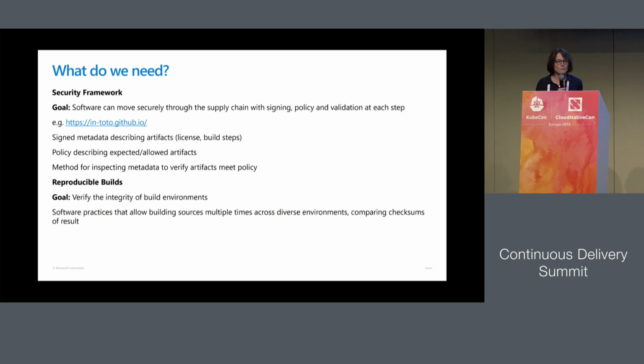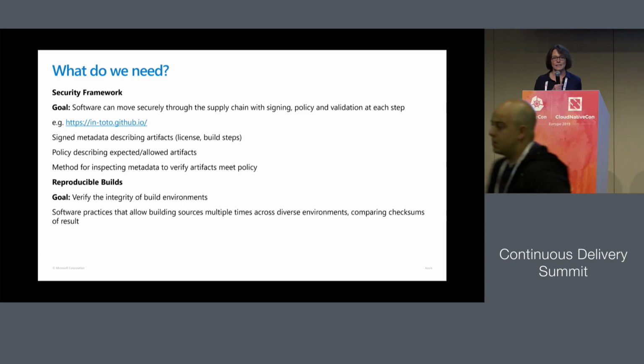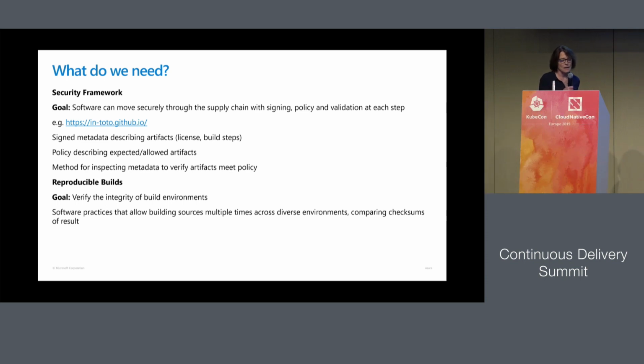So what do we need? We need some sort of security framework, and I know that there are some teams and groups working on this, and the Graphius team is a team that Microsoft and Google are starting to get together and talk about. But the goal for the security framework is that software can move securely through the supply chain, and we can have signing and policy and validation at each step along the way.